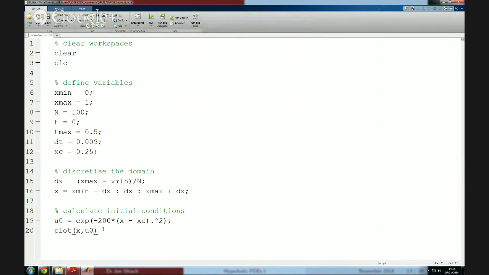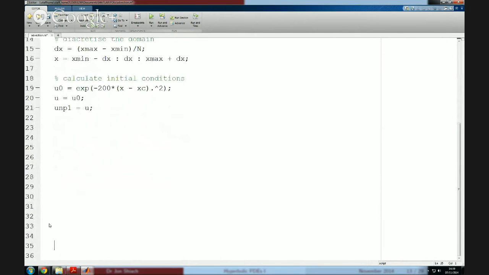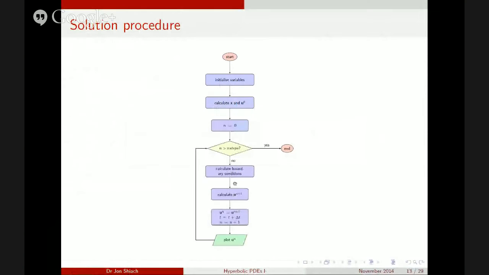Okay, so what I'm going to do here is set my initial values of u equal to those initial conditions. And I'm also going to do u n plus 1 as well. Okay, so that helps tidy things up later on. Okay. Right, so I've done that. If I go back to the solution procedure, okay.